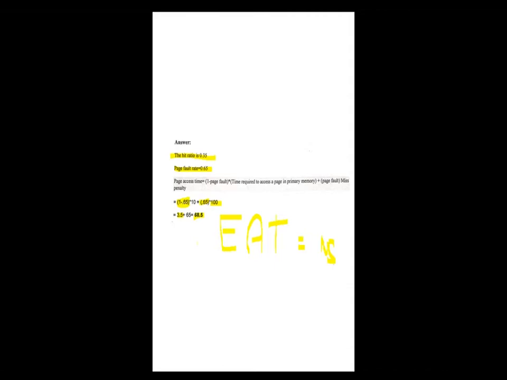Any doubt from this question? How is that 0.35 for the primary and the 0.65 for the secondary? Just go back and see the question. What is there in the question? To access a page in main memory, TM is how much? 100, right? You see here, the page in main memory is given in the question. Next, you see the secondary memory.